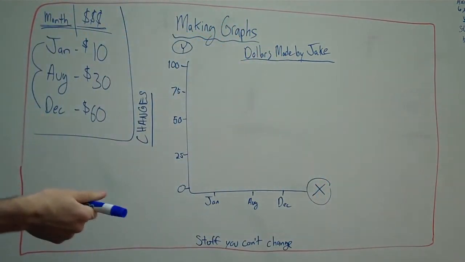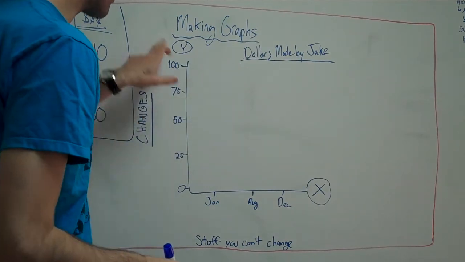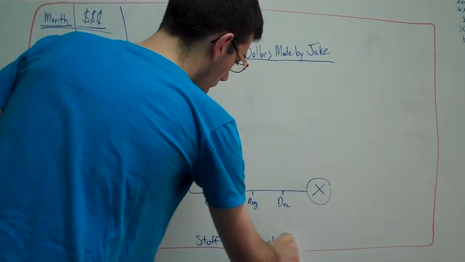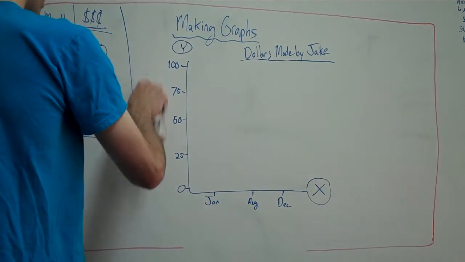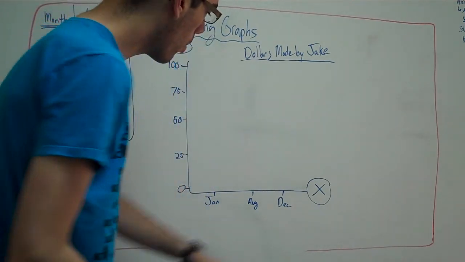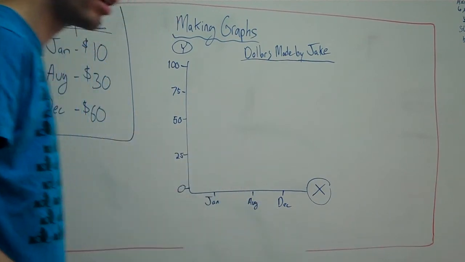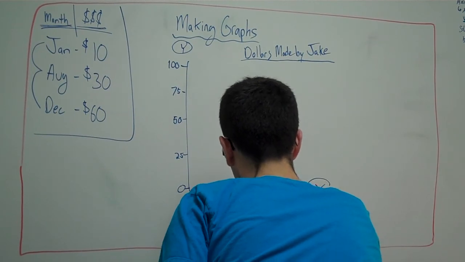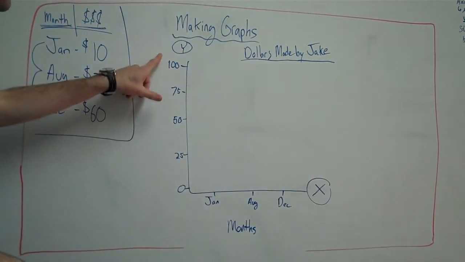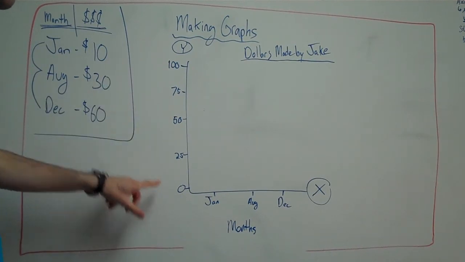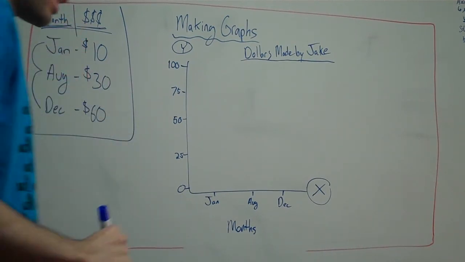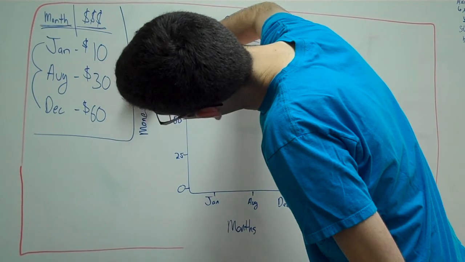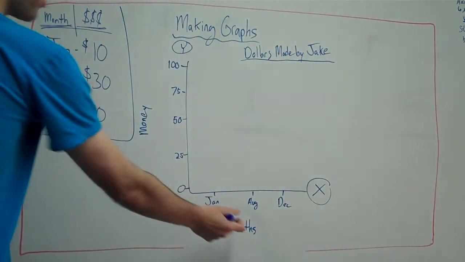Now, the last thing that a good graph has, we have our title, we have our axes, but we don't have our axes labeled. So I want to label it with something better. What would you label this as? What are these? Months. That's how easy it is. What about this? Are they numbers? Money. That's right. So we have months, and we have money.